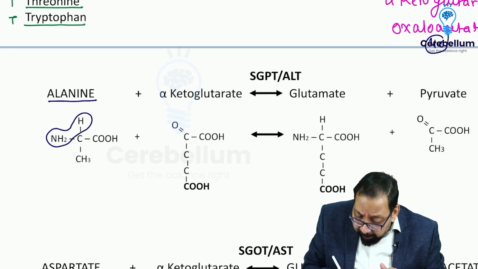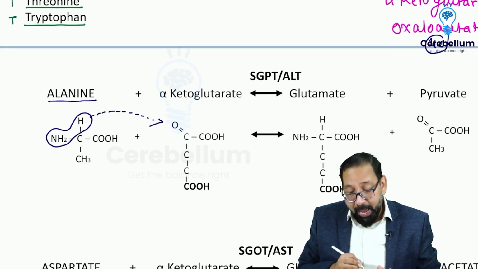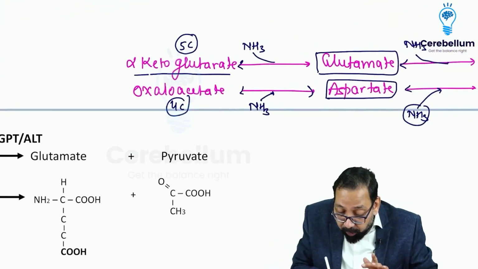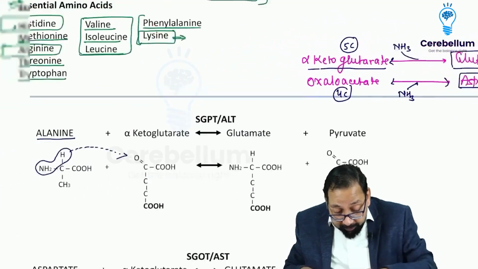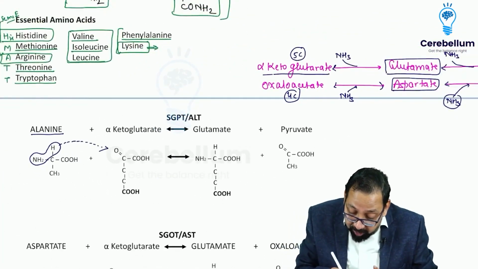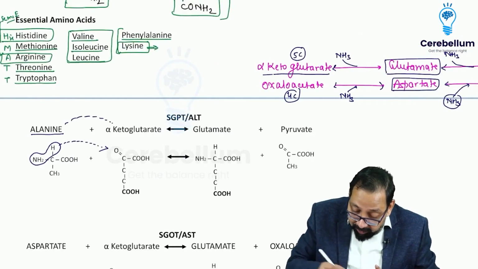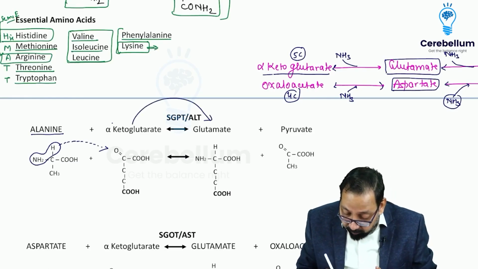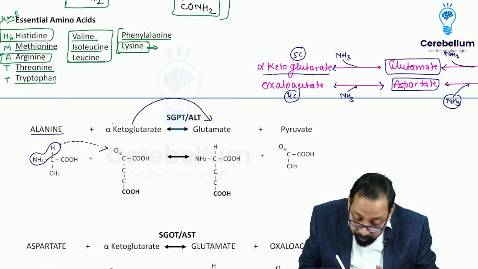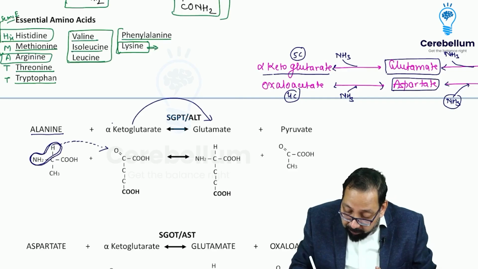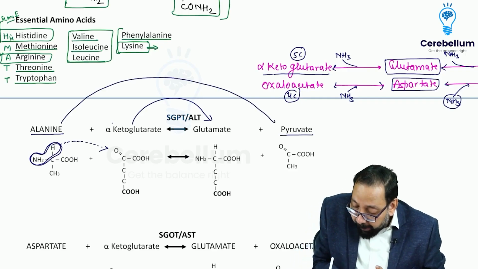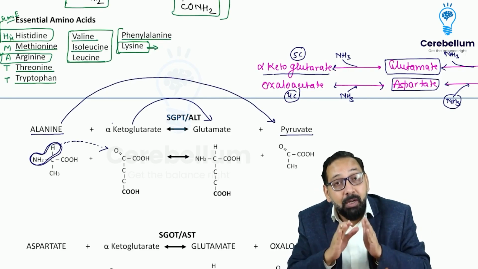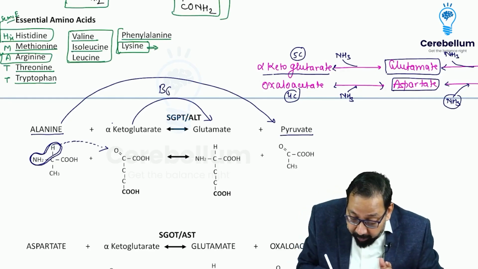Alanine transfers its amino group to alpha ketoglutarate, and whenever you transfer an amino group to alpha ketoglutarate, it becomes glutamate. So we found that when the amino group of alanine is transferred to alpha ketoglutarate, this alpha ketoglutarate is converted to glutamate. And when you remove the amino group from alanine, it becomes pyruvate. This is a transamination reaction, transfer of amino group, and the transamination reaction cofactor is vitamin B6.